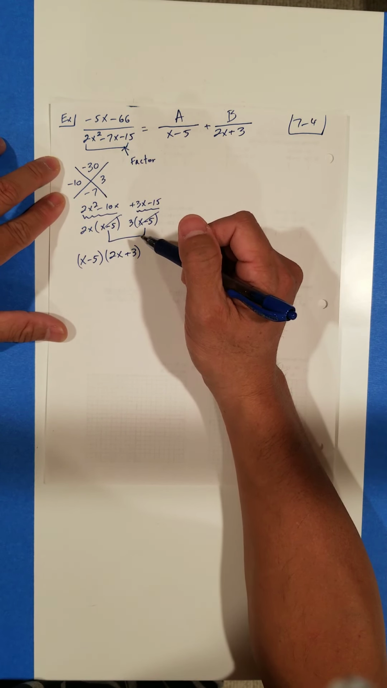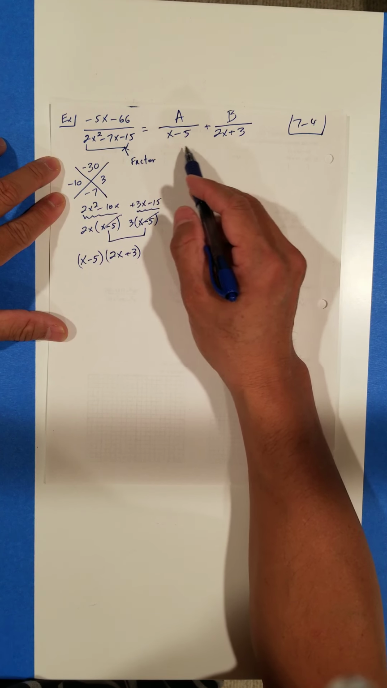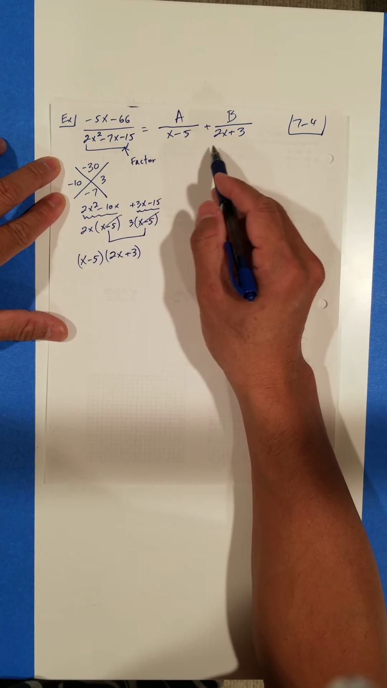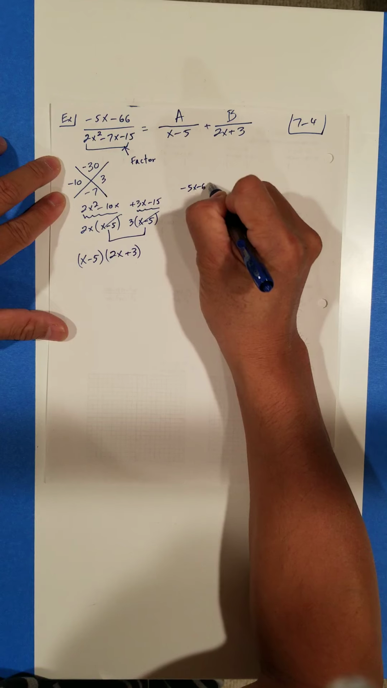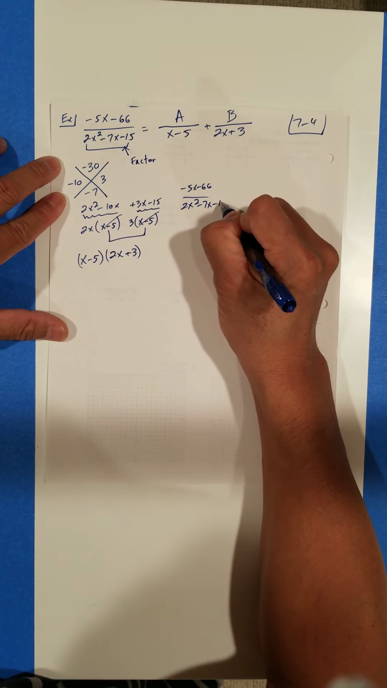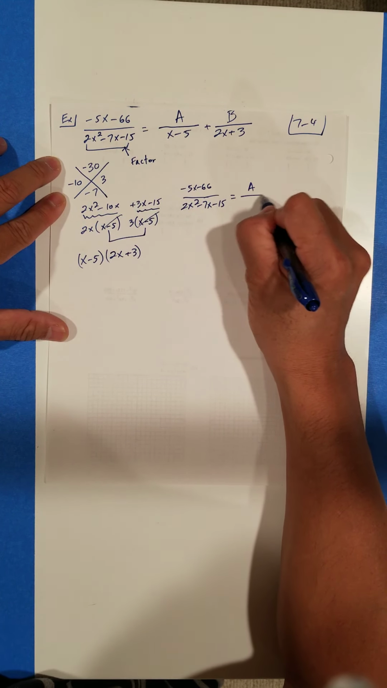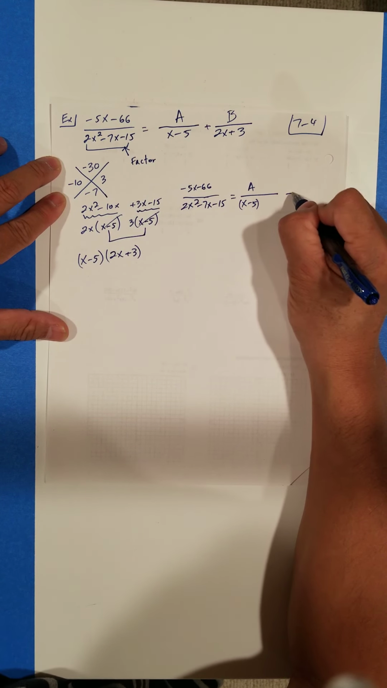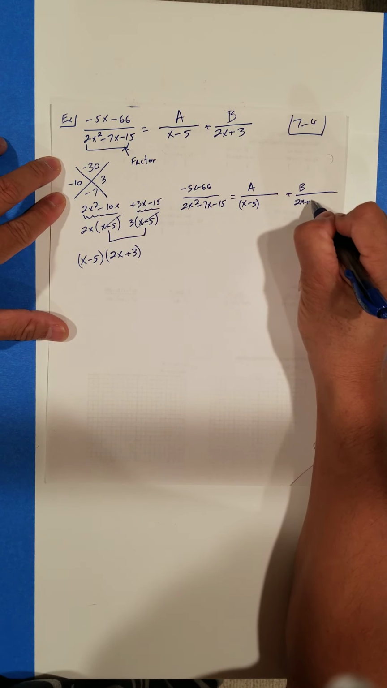Now if you remember, we're going to play jealous neighbors, right? We're going to cross multiply these. So if you remember, it's 5x minus 66 over 2x squared minus 7x minus 15 equals A over x minus 5, and then B over 2x plus 3.